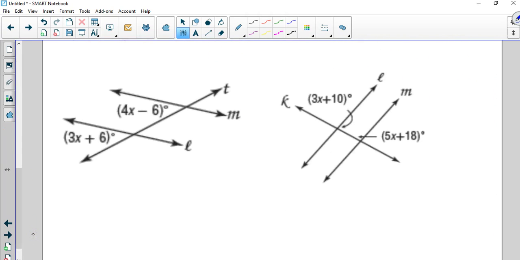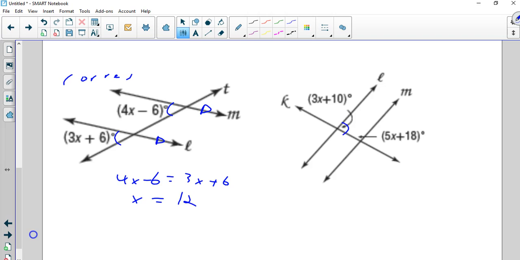Almost there. Okay. Outside, inside. If they are corresponding, if I can prove that those are congruent, then subtract 3x, add 6, x is 12. Plug 12 in. I do 12 times 4 is 48, minus 6 is 42. 12 times 3 is 36, plus 6 is 42. Therefore, since they're both 42 degrees, these two lines are parallel.